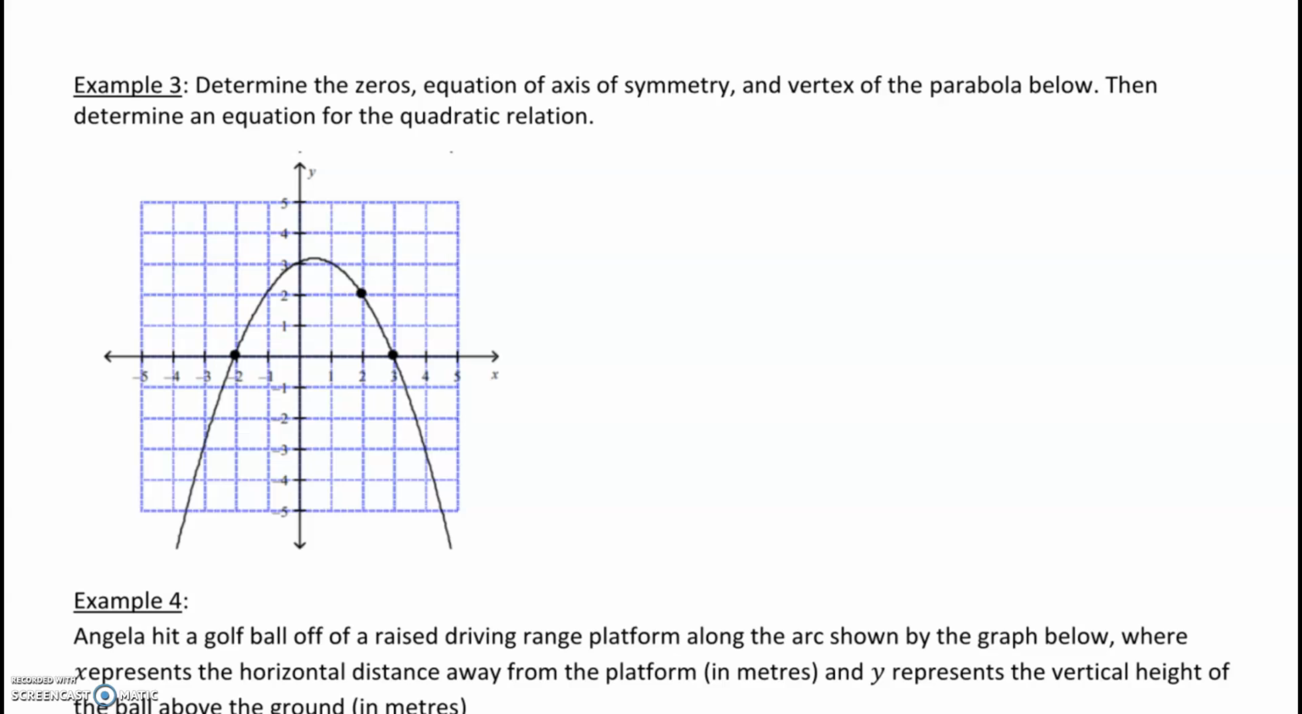So example 3 is a little bit different. We're starting with a graph now. So let's see what they want us to find. Okay, so the first thing they want us to find is the zeros. Let's identify right here. These are the zeros. So I know my zeros are -2 and 3. Okay, next thing they want us to find is the equation of the axis of symmetry. So we know that's going to be right here.